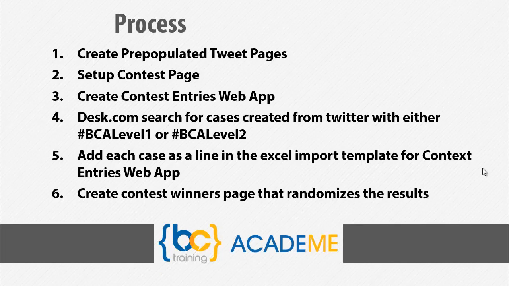Then the last step here is we need to create a contest winners page that randomizes the results. So we're using the web app module tag that randomizes it by category. So either it's a level 1 category or level 2 category, and then BC will just spit out the winners for the contest. So let's go ahead and take a look at each of these steps. And then, like I said, again, at the end of the video, the winners of the contest will be announced.